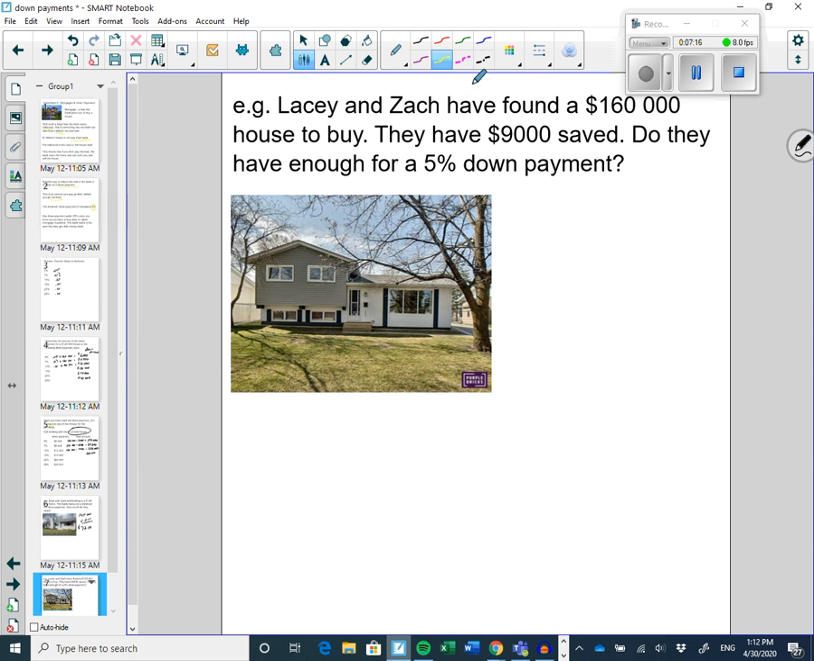Here's Lacey and Zach. They found a $160,000 house to buy. They have 9,000 saved. Do they have enough for a 5% down payment? Okay, they've already started saving. So we're going to take that 160,000. They have 9,000, but we want to find out what the actual down payment is. So we're going to multiply by 0.05.